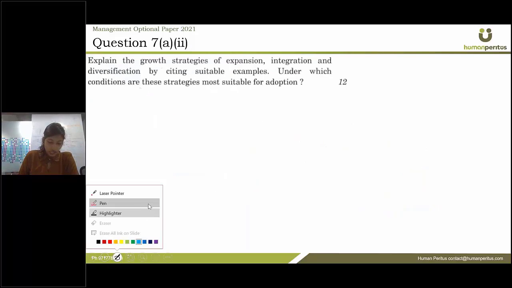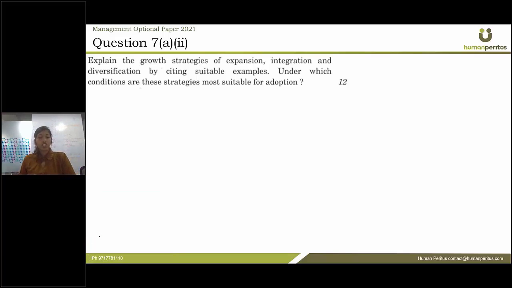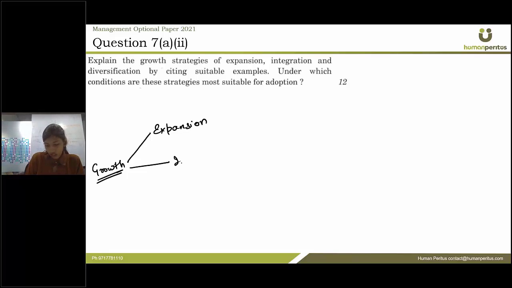Next is: explain the growth strategies of expansion, integration, and diversification by citing suitable examples. Under which conditions are these strategies most suitable for adoption? With this type of question, because there are multiple strategies, we will draw a diagram and I'll explain how you can write it. So for growth strategies, there are mainly three strategies: expansion, integration, and diversification.